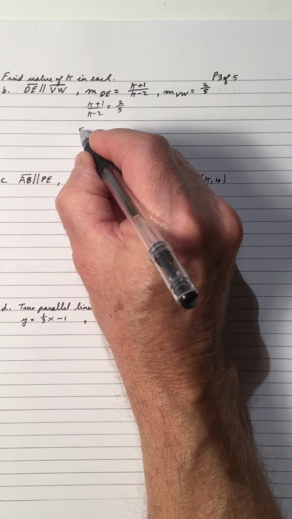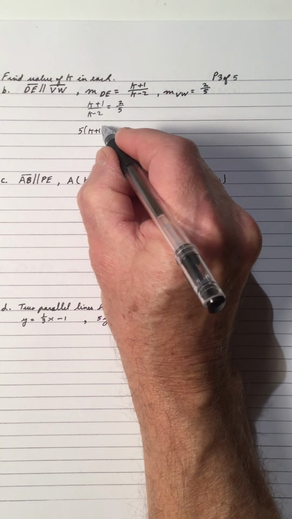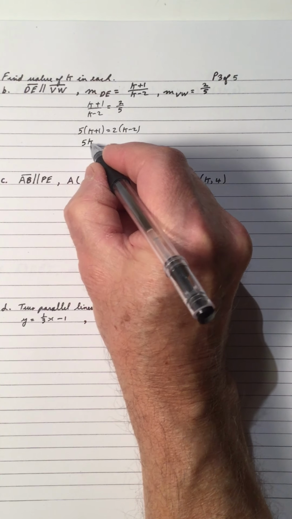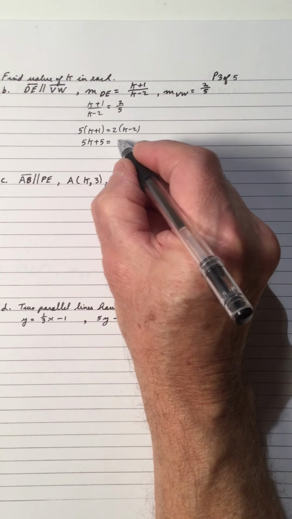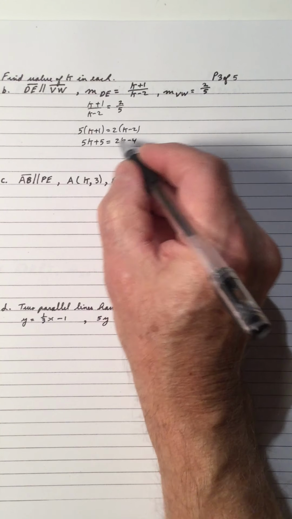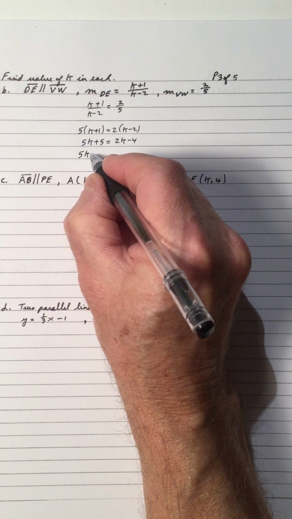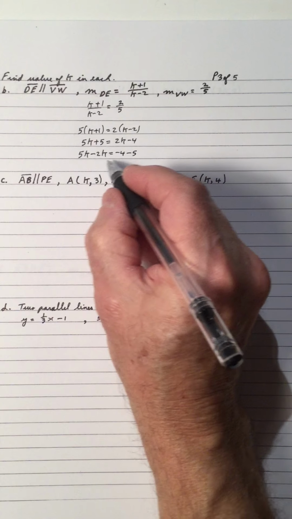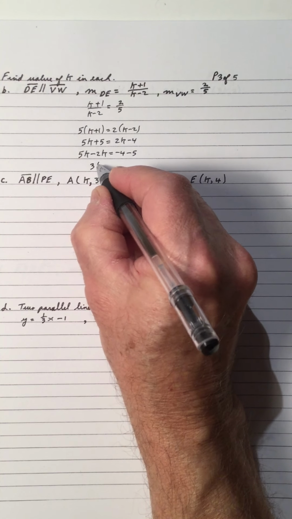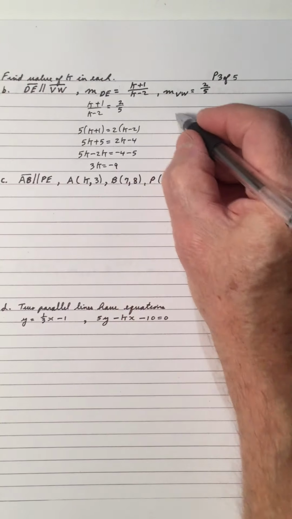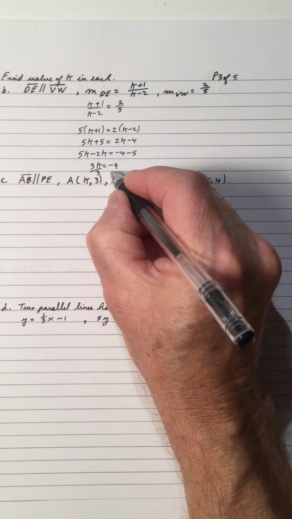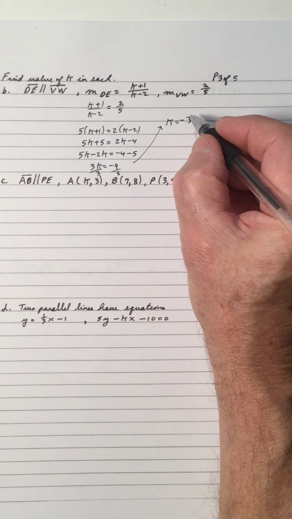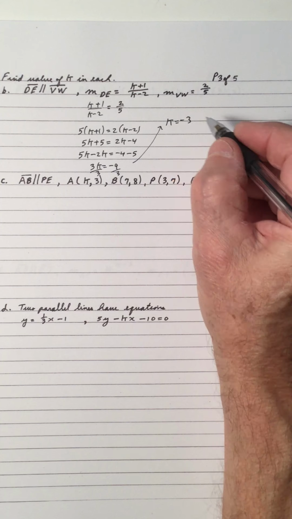And we cross multiply. 5 times k plus 1 equals 2 times k minus 2. 5k plus 5, 2 times k, 2 times negative 2. And k's go to the left, and the constants go to the right, changing signs. So we have 3k equals negative 9. So we divide by 3. So k is equal to negative 3.